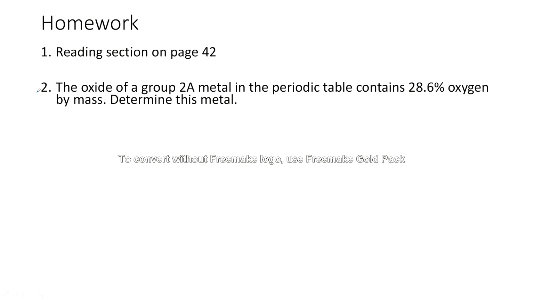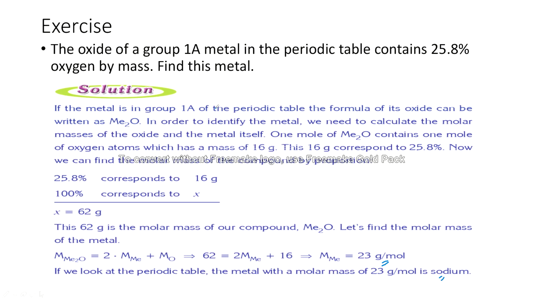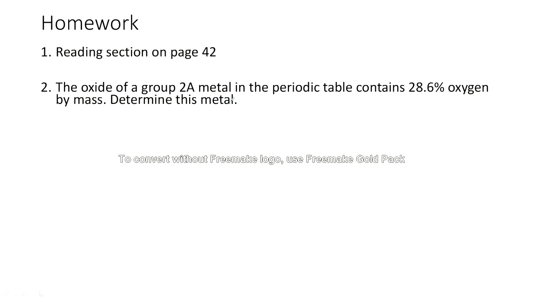The second one is this exercise. It says that the oxide of a group 2 metal in the periodic table contains 28.6% of oxygen by mass. Determine this metal. It's the same as this one. Just try to follow the same steps and you are going to find the answer. Remember that this exercise is on page 41 of your book.